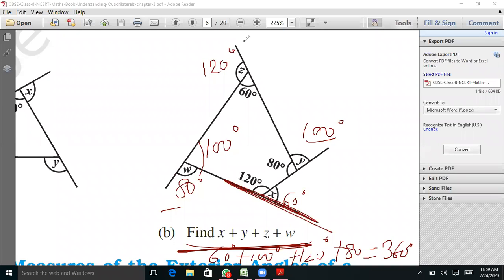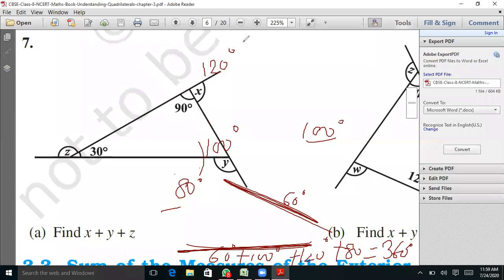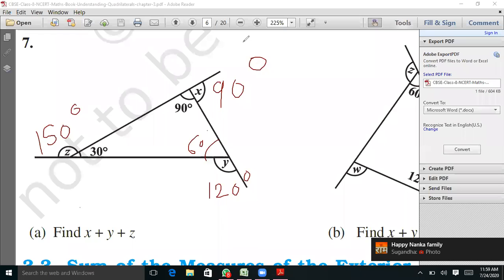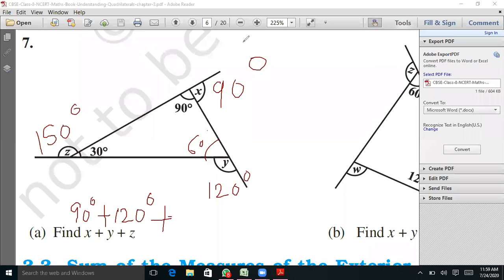But we forgot to find out here also. In this one, what came here were the angles x is 90 degree, y is 120 degree and z is 150 degree. Add it. What will it be? 360 degree. Okay, so now here the exercise is completed.